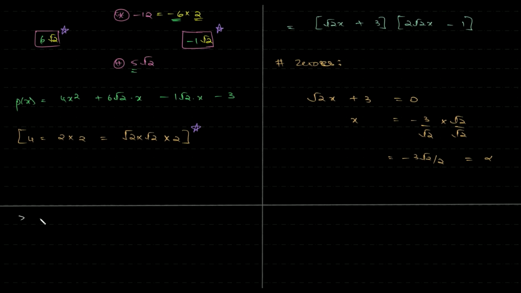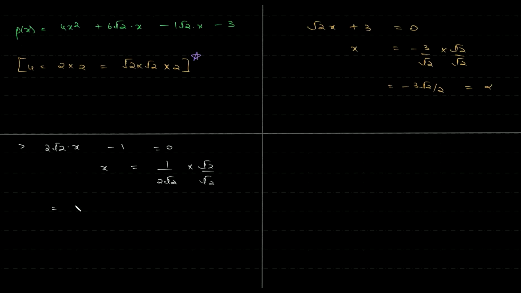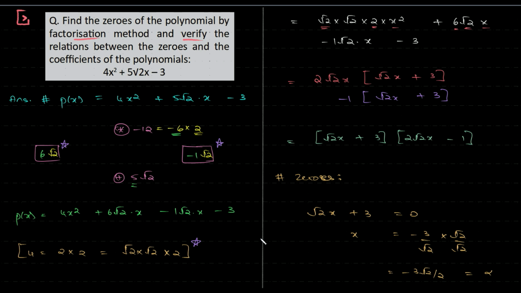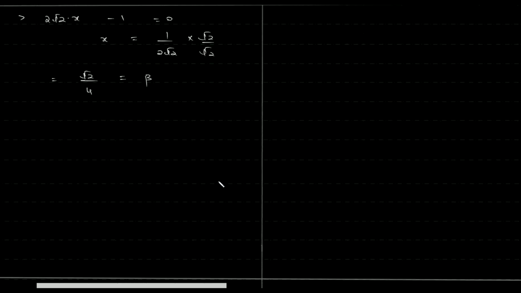And the second term is 2 root 2 x minus 1 is equal to 0. So x is equal to 1 by 2 root 2. So rationalization over here is root 2 by root 2. So we have root 2 by root 2 into root 2 is 2, 2 into 2 is 4. That would be your beta. Okay, so just pause and have a look. Okay, so let's verify this.